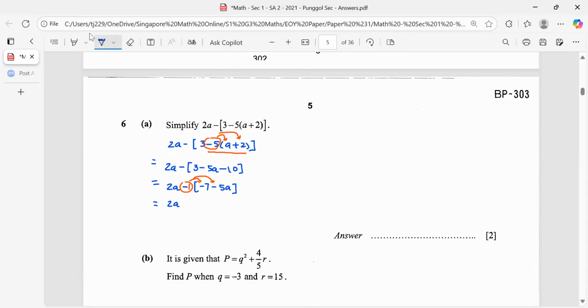So -1 times -7, positive 7. -1 times -5a, positive 5a. Simplify, this will be it.